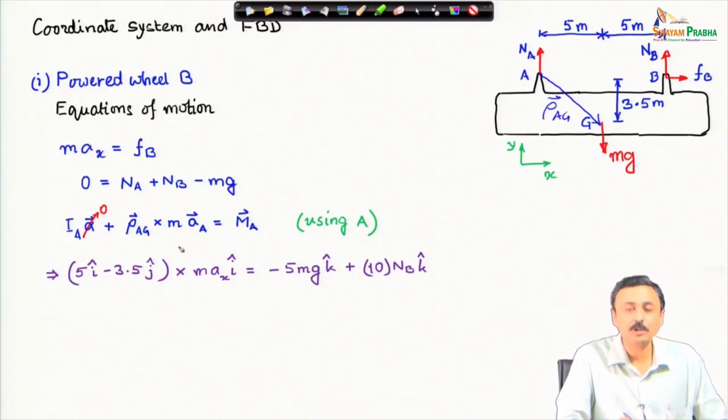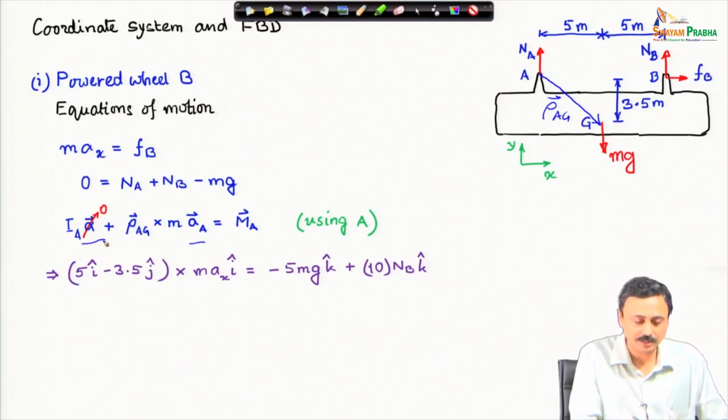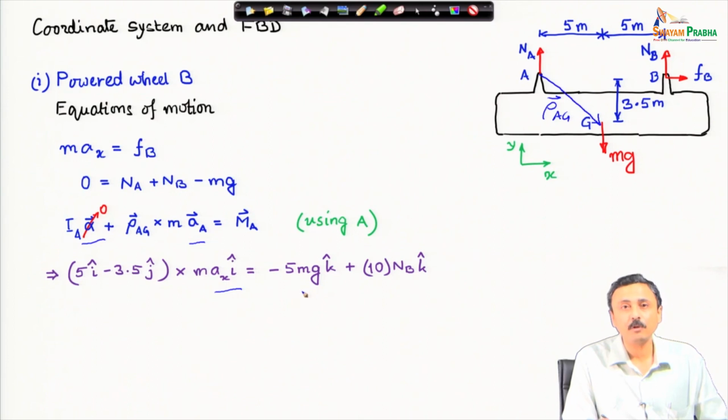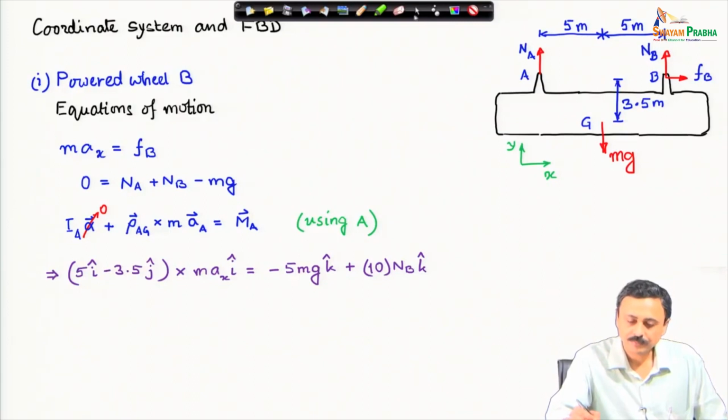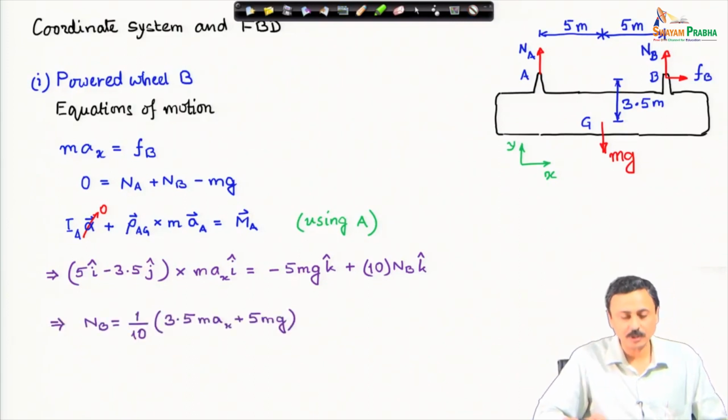rho_AG cross total mass times acceleration of point A. Now, the acceleration of point A is the same as the acceleration of point G, as it is a non-rotating body. The body is non-rotating, there is no angular acceleration and no angular velocity as well. Therefore, rho_AG cross mass times acceleration must be equal to the net moment of all forces about A; the weight contributes and the normal reaction at B contributes. And if you do this simplification, do the algebra, you can solve for N_B directly from this equation.